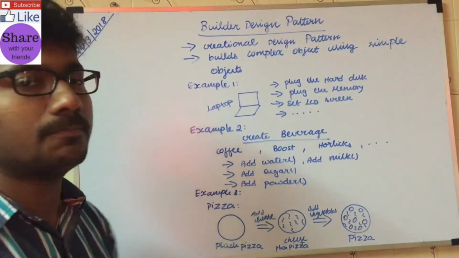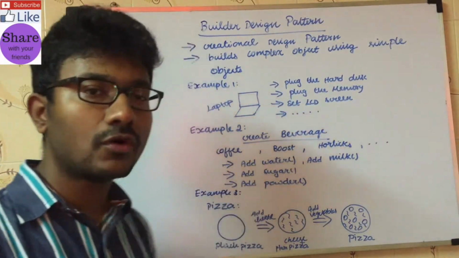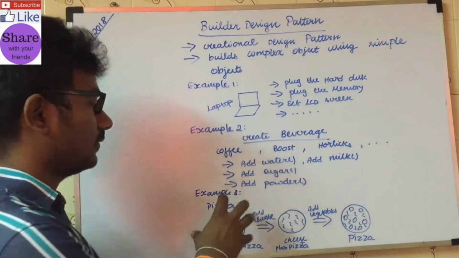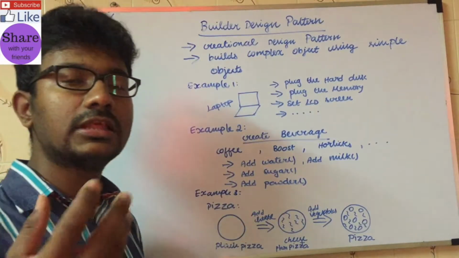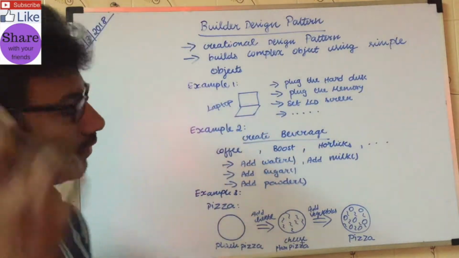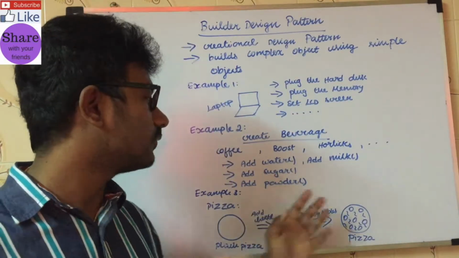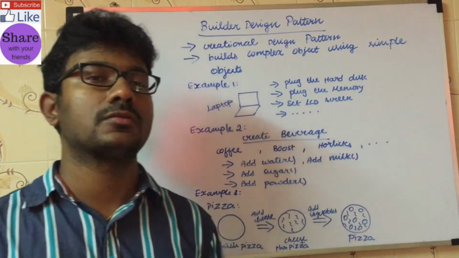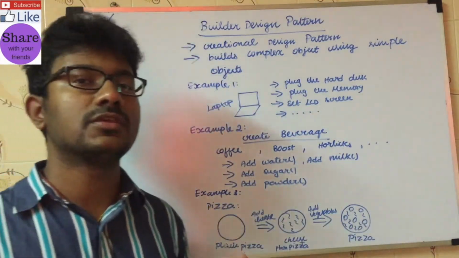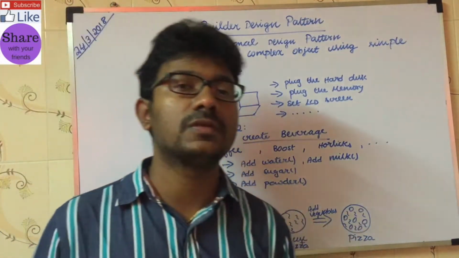And the third example is pizza making. Suppose you want a pizza, then these are the steps that will be done behind the screen. First they get the plain pizza, and then they add the cheese objects, and then they add the vegetable objects. So here cheese and vegetables are simple objects. To create a complex pizza, you need these simple objects. So these are the real-time scenarios where we use the builder design pattern.